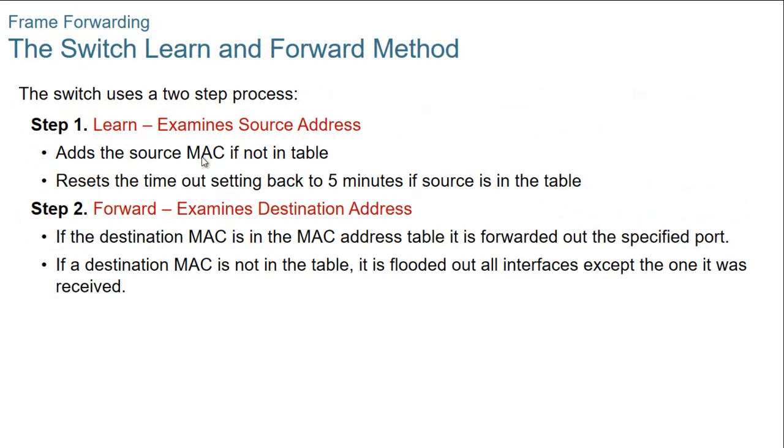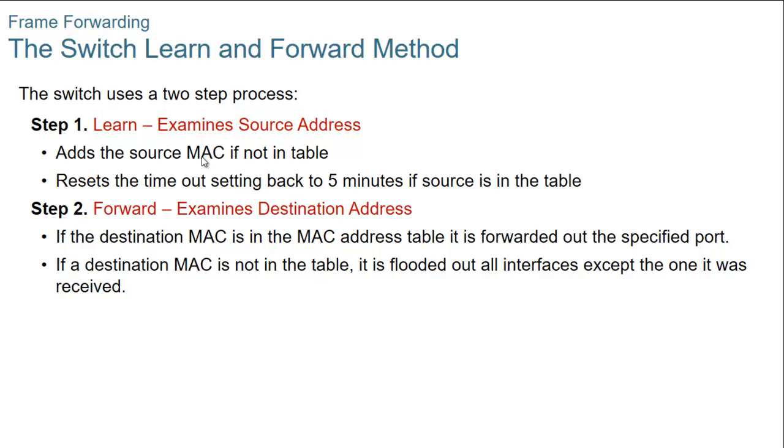The switch uses a two-step process. One is learning. It doesn't know anything, but it has to learn, so it will examine the source addresses. Add the source MAC if it is not in the table, and then reset the timeout setting back to 5 minutes if the source is in the table. The purpose of this timeout setting is so that if something changes, or the connection on that particular interface is down or is not alive anymore, then you can actually update the MAC table.